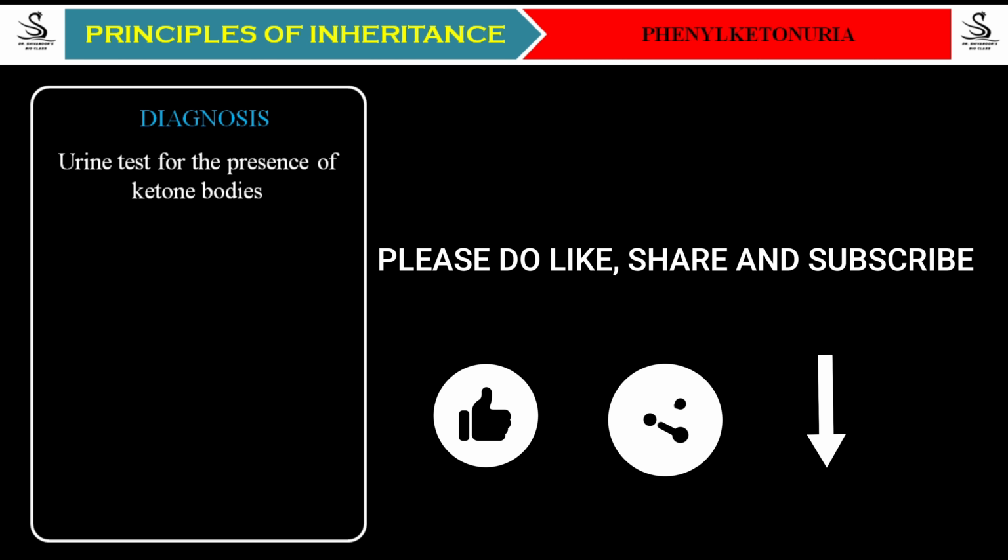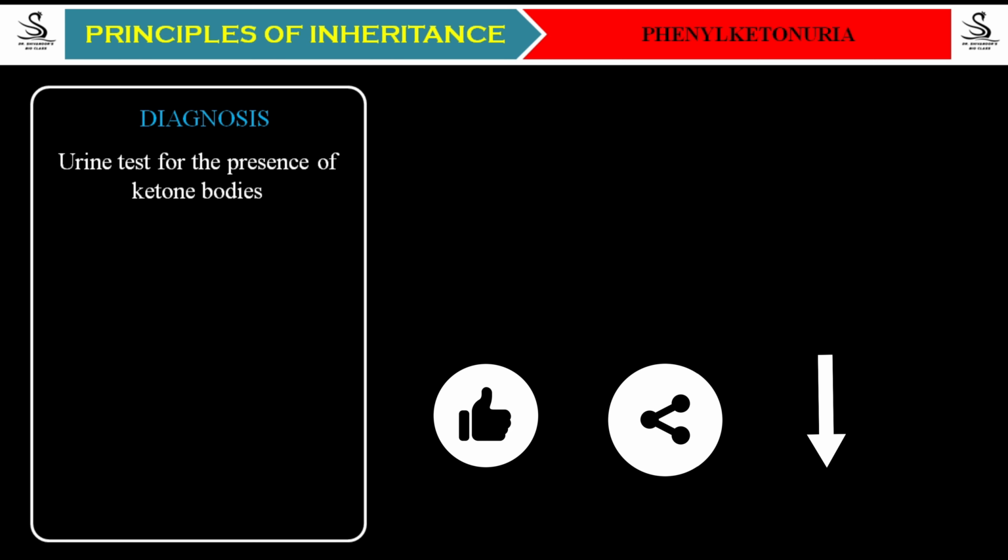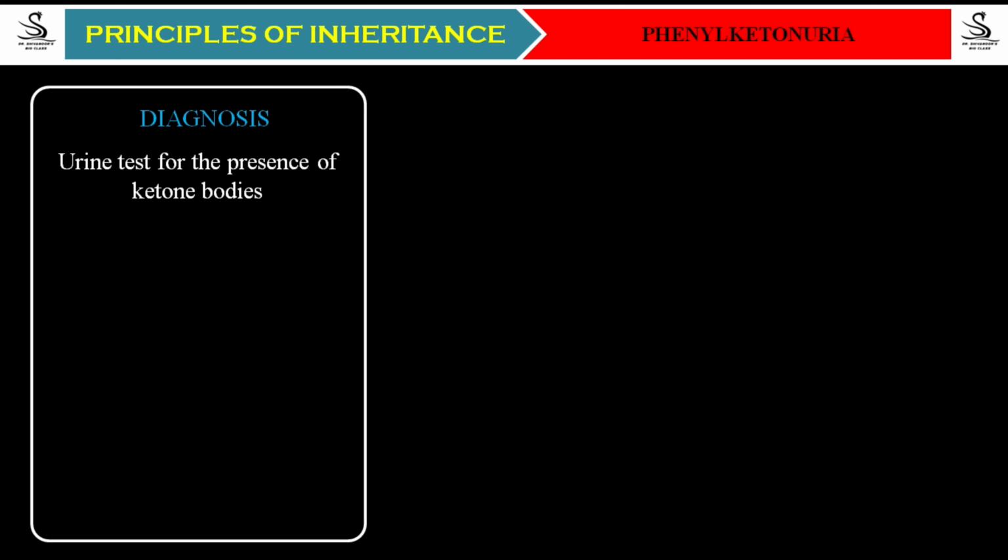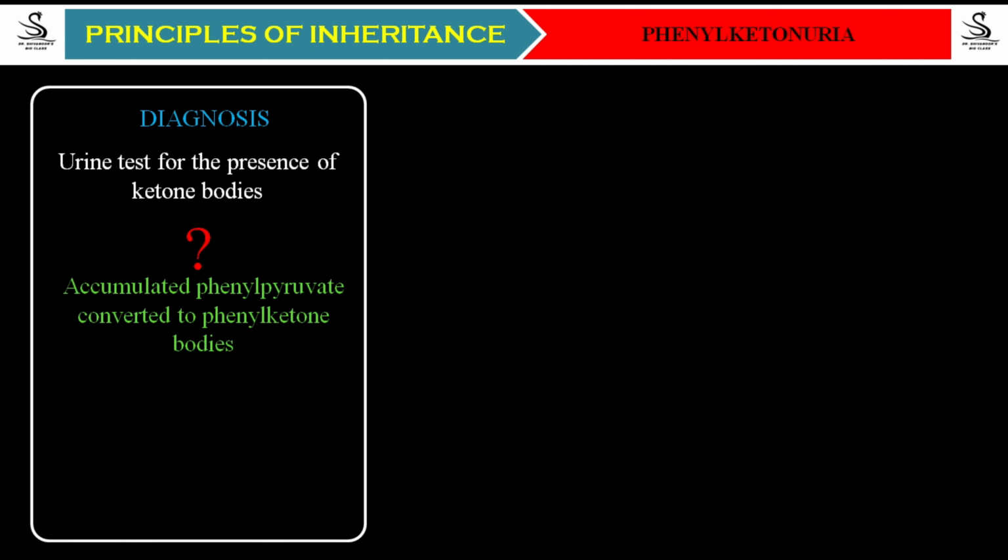Why are the ketone bodies formed, students? Because whatever phenylpyruvate is there is going to be converted into the phenylketone bodies, and those ketone bodies we are going to observe in the urine. You just remember why we are taking urine for the testing, because it is easy to collect and easy to diagnose. Accumulated phenylpyruvate is converted into phenylketone bodies, and we test for the presence of the phenylketone bodies in the urine.